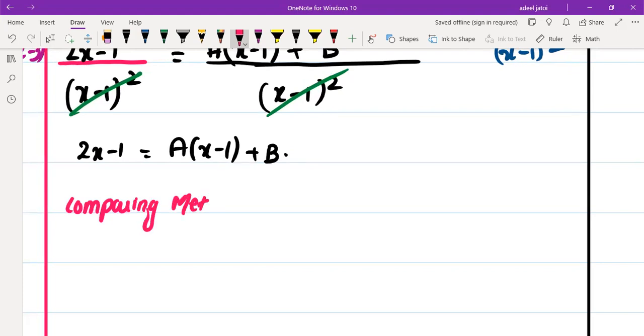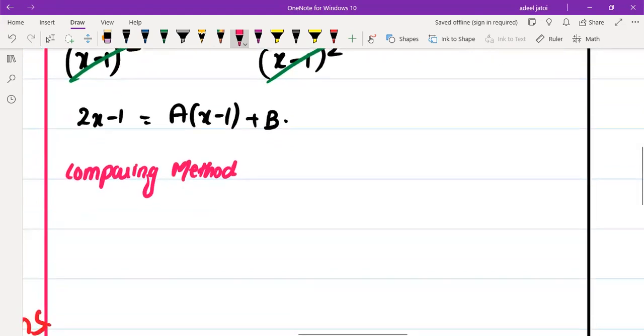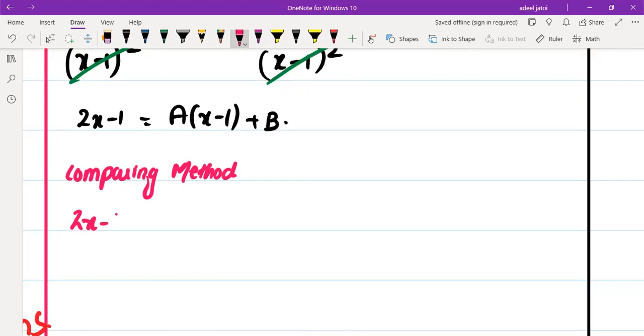And for the comparing method, what I need to do is I need to open the entire equation, which means 2x minus 1. This will be Ax minus A plus B. And can I see that this particular x here can be compared to Ax? And this minus 1 is constant because it does not have any x square, x cube or any particular value, it is only constant. So it will be compared to minus A plus B.